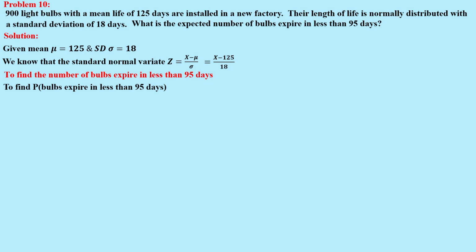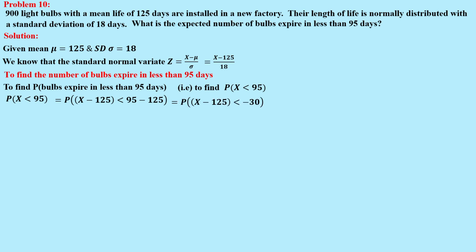Then we have to find the number of bulbs, right? So the probability of bulbs expiring in less than 95 days, so probability of x less than 95. Subtracting mu, that is 125, on both sides of the inequality: probability of x minus 125 less than 95 minus 125, probability of x minus 125 less than minus 30. Then divide by sigma on both sides. Sigma is 18, so probability of (x minus 125) by 18 less than minus 30 by 18.